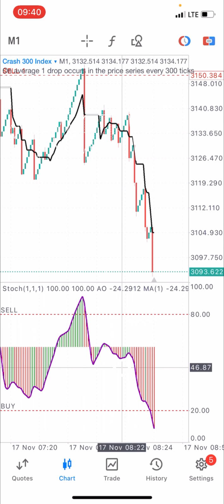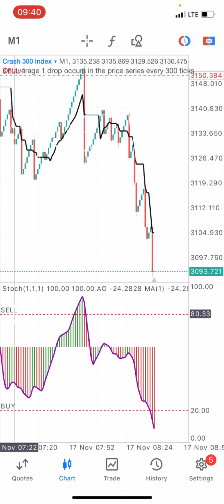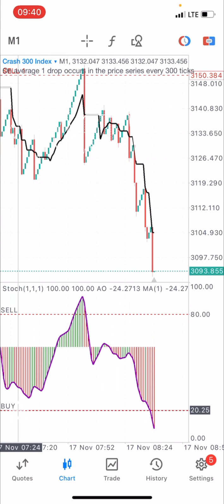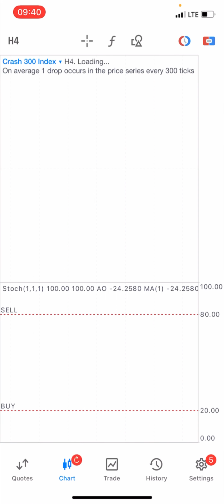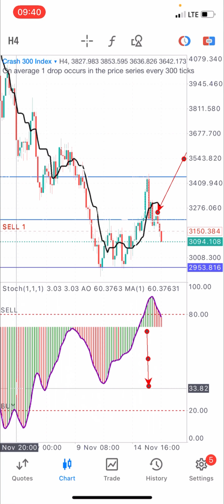By giving this sell level and the buy level. Okay, the sell and the buy level. And before anything, let's go to the 4-hour time frame.